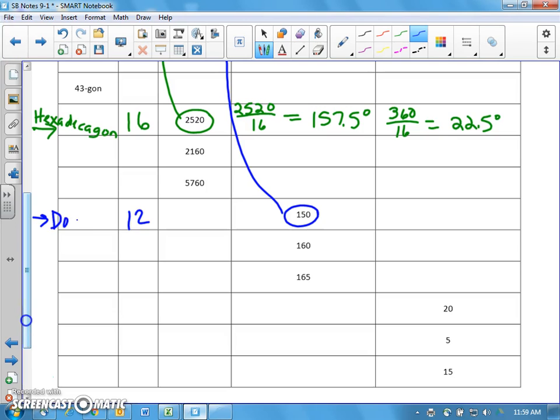A 12-sided figure is called a dodecagon. And now we can simply move forward. We're going to do 180 times 12 minus 2. 12 minus 2 is 10, so this is an easy one to do in our heads. It's just going to be 1800. And then you can go over here and calculate your 360 divided by 12.